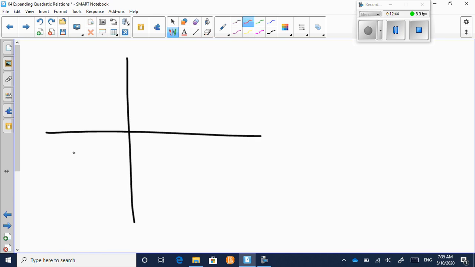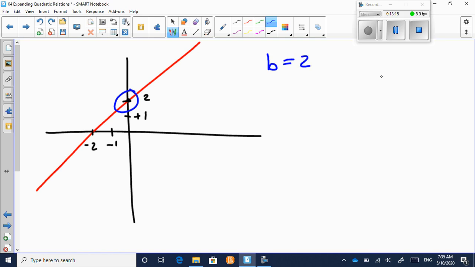Just like in grade 9, I would have given you a graph like this, and I would have put a line on it, something like this. And here, let's put a couple of marks, we'll say that this was plus 1, and this was plus 2 right here, and we'll say that this was negative 1 and this was negative 2. And so I would have said, what's the equation of that line? And you would have looked at it and said, okay, well, I know that its y-intercept is 2, so I know that the b is equal to 2 in y equals mx plus b.